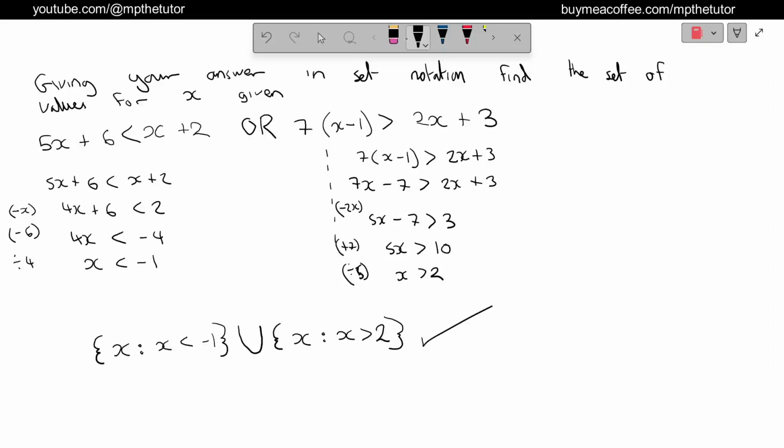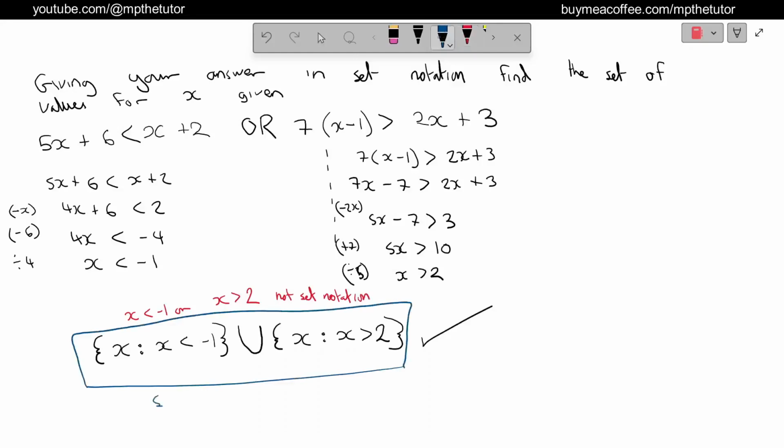I'm going to write above it, not in set notation. You can have x is less than minus 1, or x is greater than 2. So, not set notation. And this bit here is in set notation.